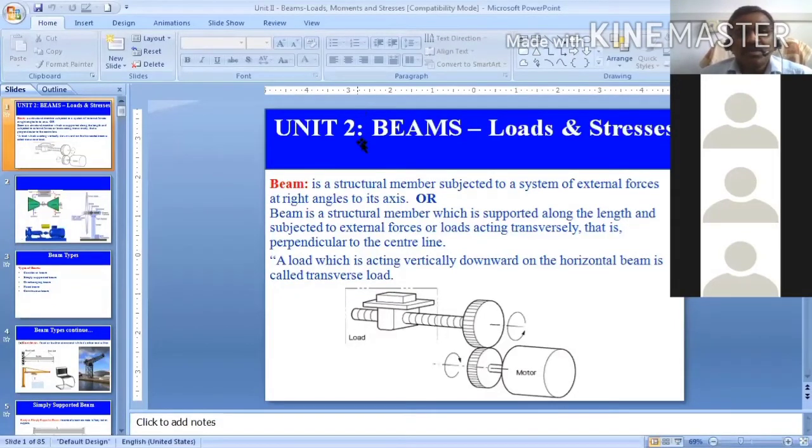We are going to discuss beams. In a beam, the force is acting perpendicular to the axis. You can see this diagram. Here there is a motor, and the motor and this gear are connected with one shaft.